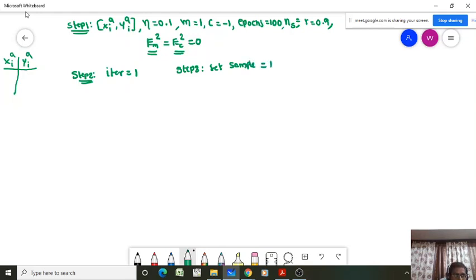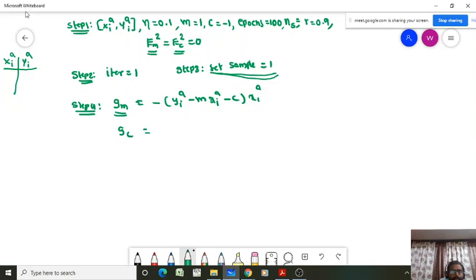Now in step 4, what do we have to do? Gradients. Yes, we have to calculate the gradient GM equal to, see, the gradient formula will change based on what approach you are using here. I am taking sample by sample, then your expression will be GM equal to minus yi minus m into xi minus c, into xi. Similarly, GC equal to minus yi minus m into xi minus c. So these expressions will change based on the approach you are using.